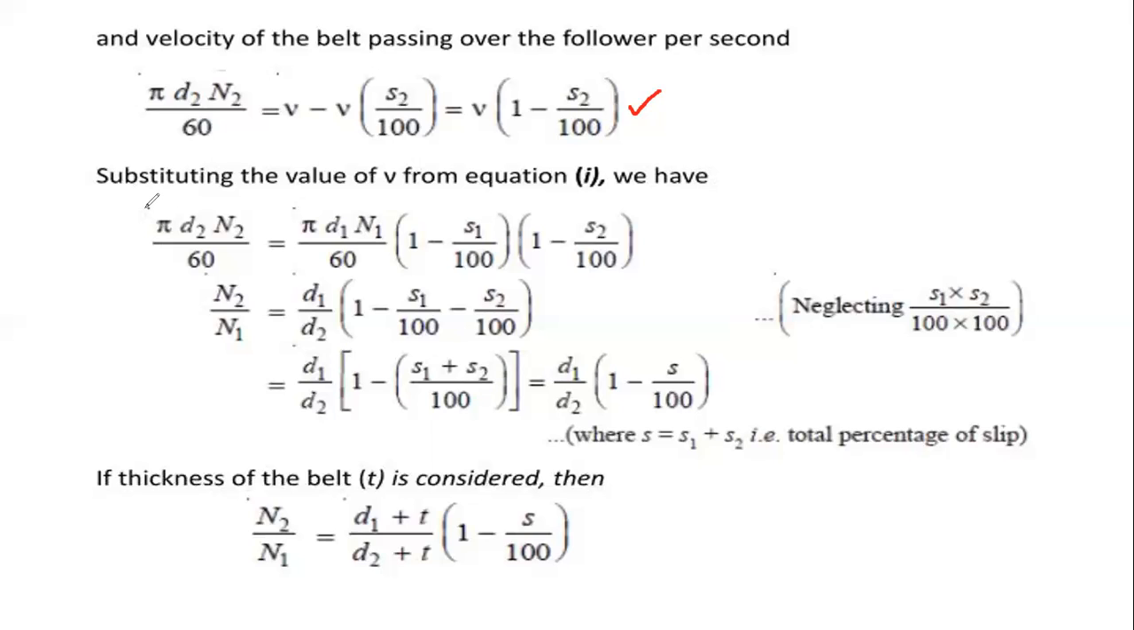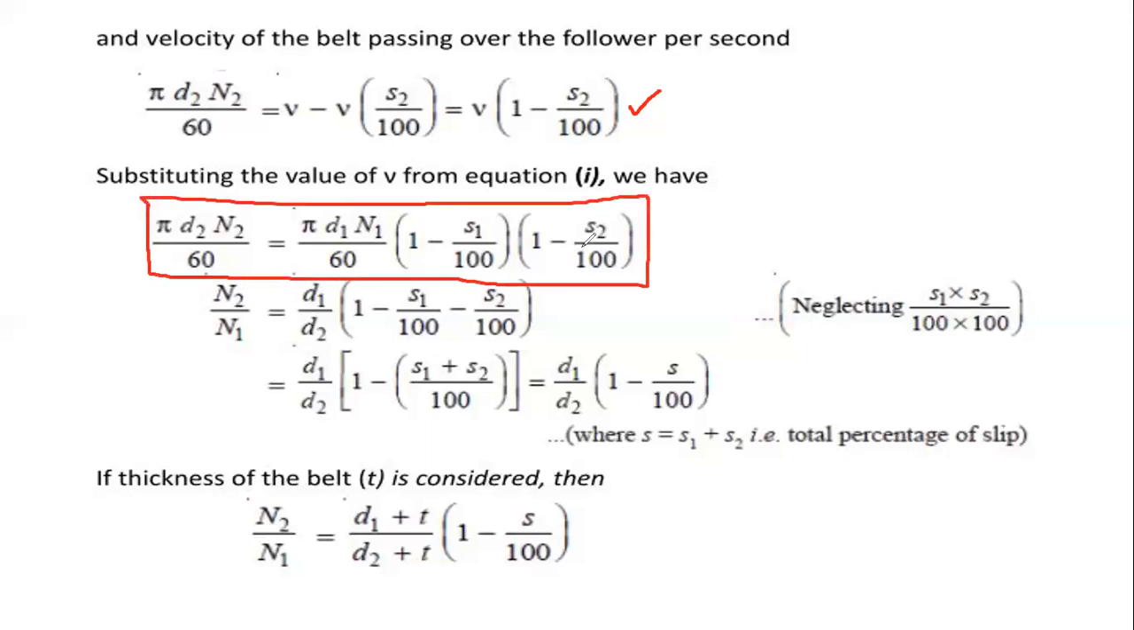πd2n2/60 equals πd1n1/60 into the slip of the driver and the slip of the follower. Then we cancel the π and the 60. In total we get n2/n1 = d1/d2 (1 − s1/100)(1 − s2/100).